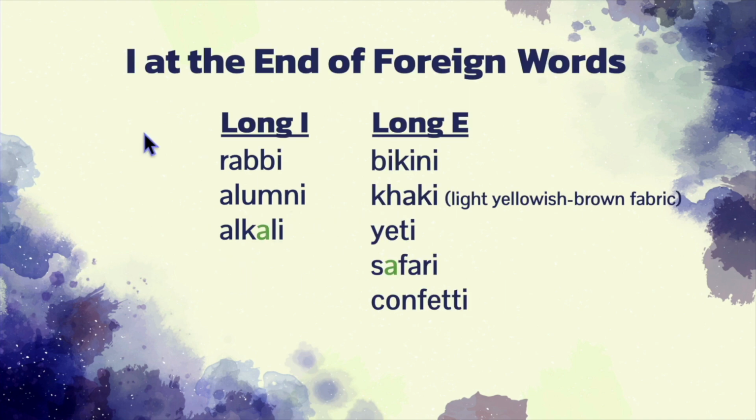For the most part, English does not use I at the end of words. In general, words ending in I will be foreign words or shortened words. A few words ending in I will have a long I sound, such as rabbi, alumni, and alkali. Notice the schwa sound again. But for the most part, words ending in I will have a long E sound, like bikini, khaki. This is a silent H. Khaki is a light yellowish brown fabric. Yeti, safari, note the muffled schwa sound again, and confetti.